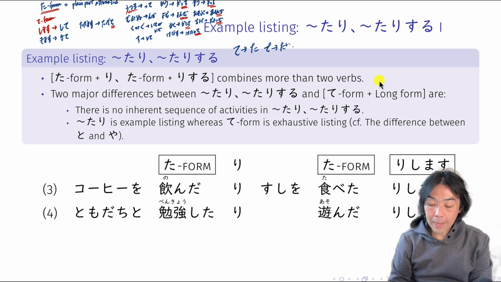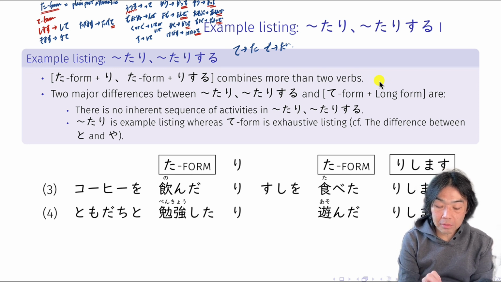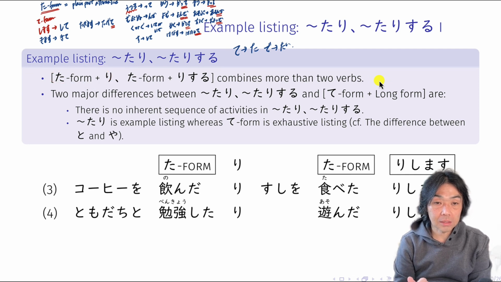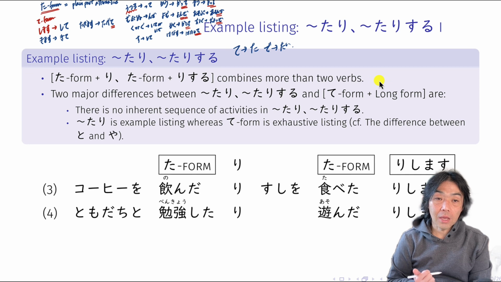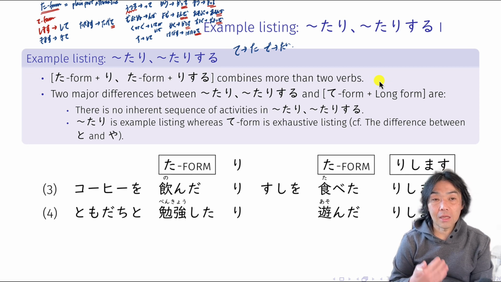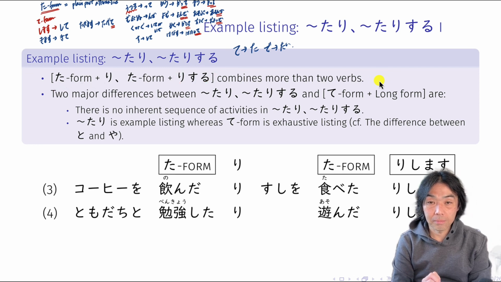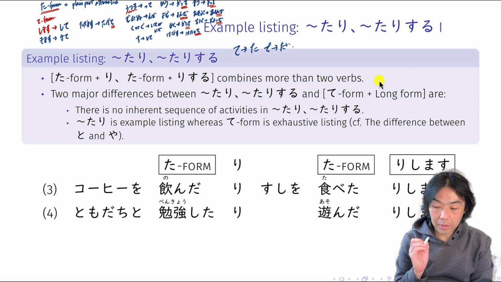Okay. In fact, you can repeat this part as many times as you want. If you want to talk about three or four different verbs in the same sentence, you can actually say things like 書いたり読んだり、飲んだり、遊んだりする。As long as the last one ends with りする, you can repeat this part as many times as you want. Okay. So let's take a look at the example.